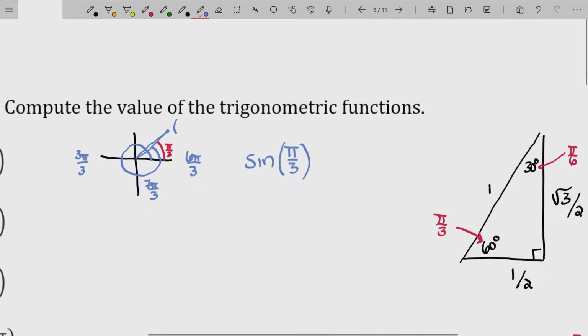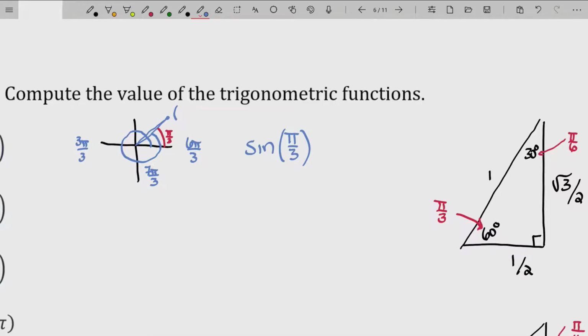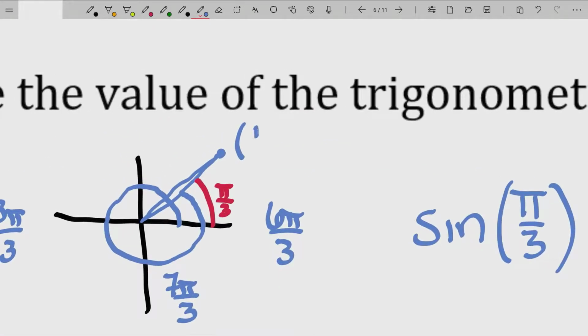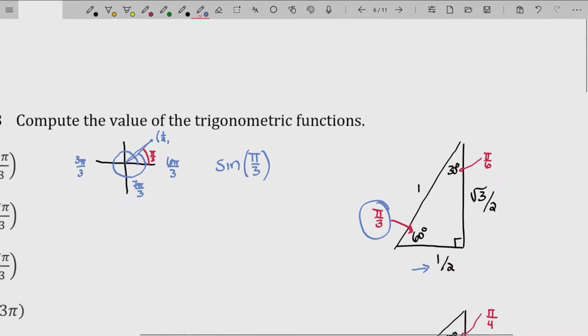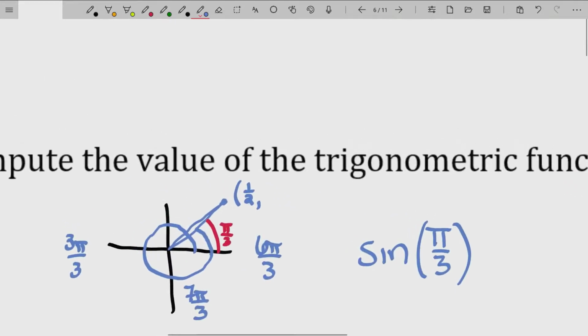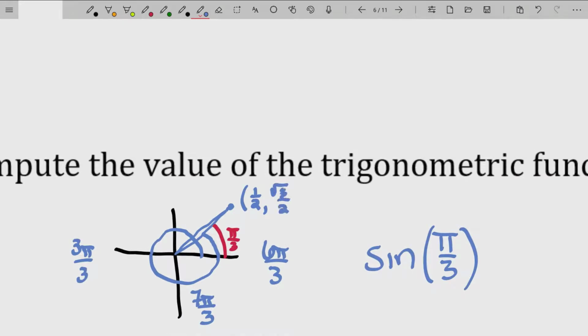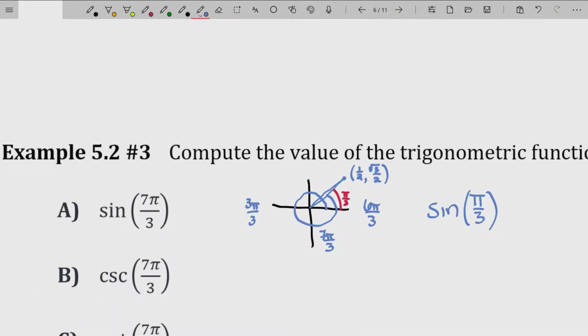And looking at my pi over 3, the x value would be 1/2, because if you're looking at this pi over 3 right here as your angle, then the x value is right here, 1/2. So I'll write that in. And the y value would be the y value here, root 3 over 2. Or you could use right triangle trig, which is much better. But anyway, the sine, which is the y value, is root 3 over 2. I don't need much else with that.